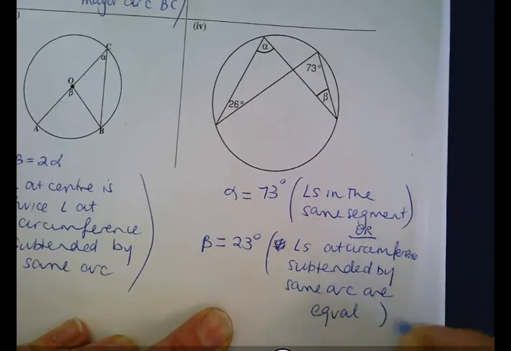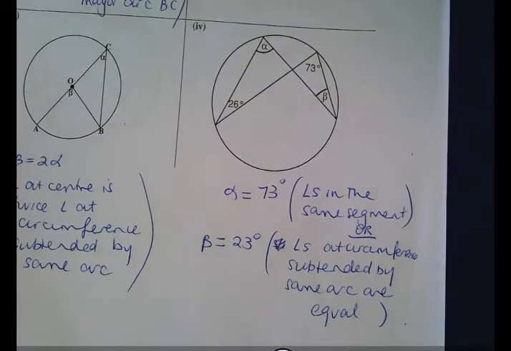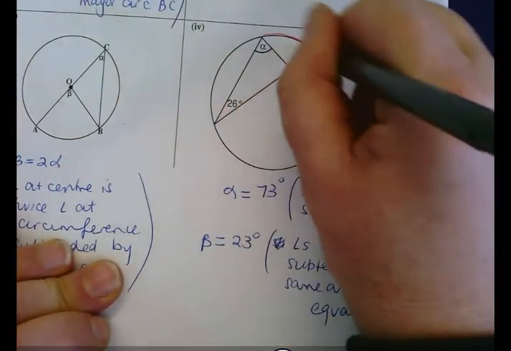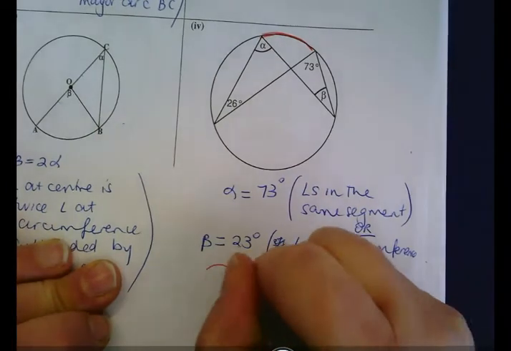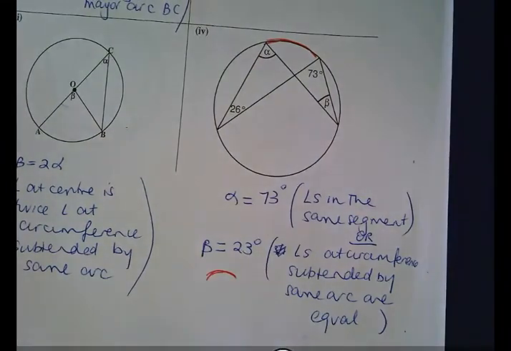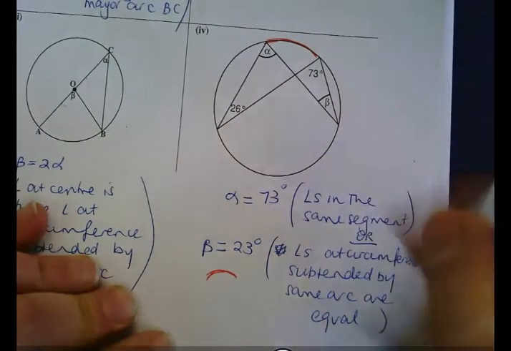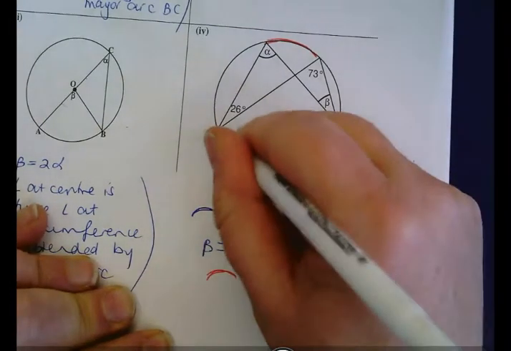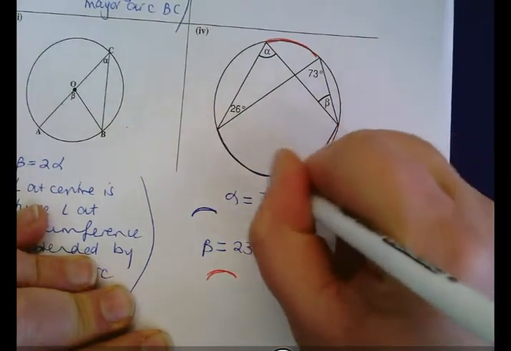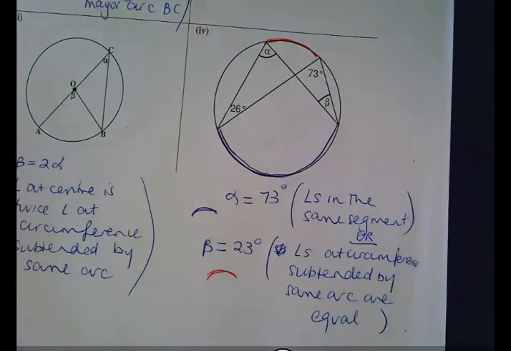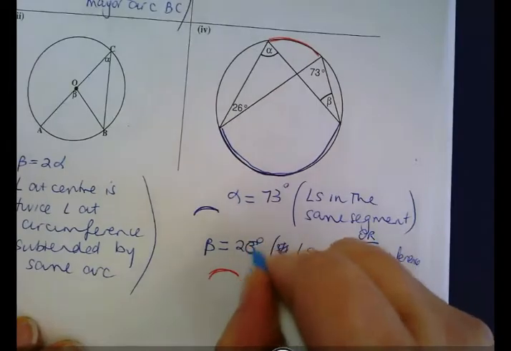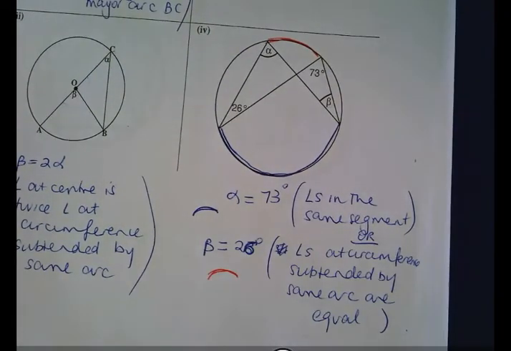So they are the same reason, but they're done on different arcs. So the beta one is done on the red arc, okay? And the alpha one is done on the blue arc, okay? You okay with that? Oh, 26. Sorry. Okay. What have we got?